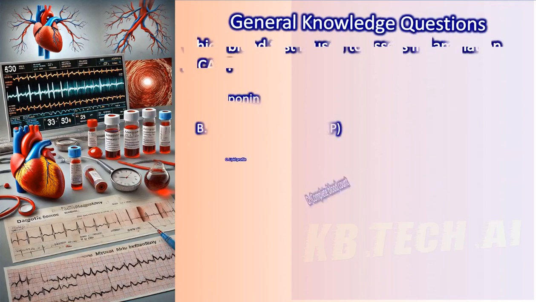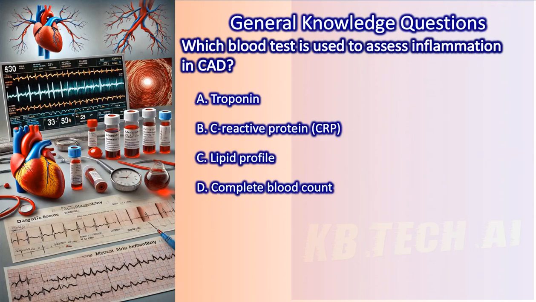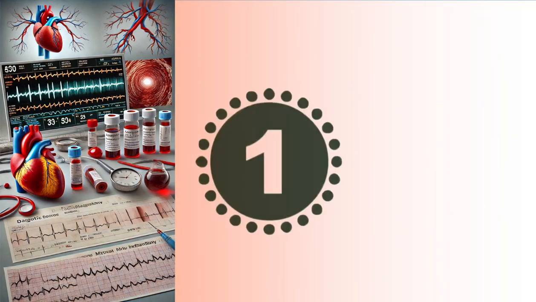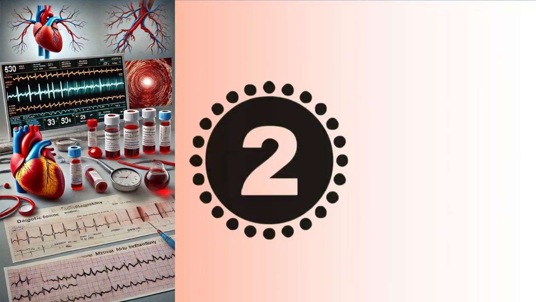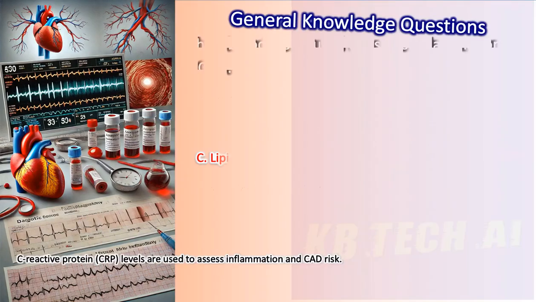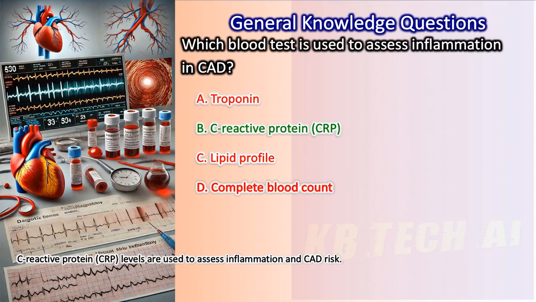Echocardiogram. Which blood test is used to assess inflammation in CAD? Option 1. Troponin. Option 2. C-reactive protein, CRP. Option 3. Lipid profile. Option 4. Complete blood count. The answer is option 2.